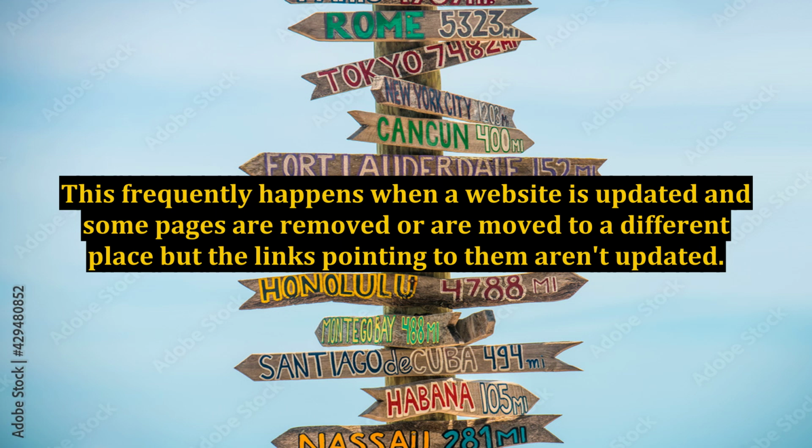This frequently happens when a website is updated and some pages are removed or are moved to a different place, but the links pointing to them aren't updated. This problem, undiscovered, can cost you big in lost business as people who encounter the error leave your site. The second kind of broken link is external. This is where other websites have a link to a page on your website that is no longer there.